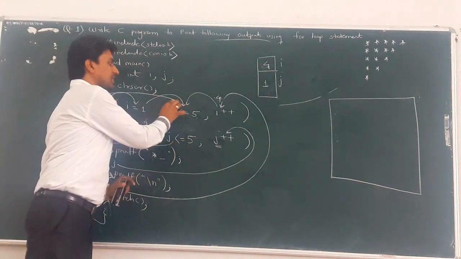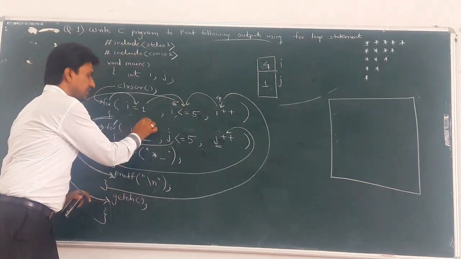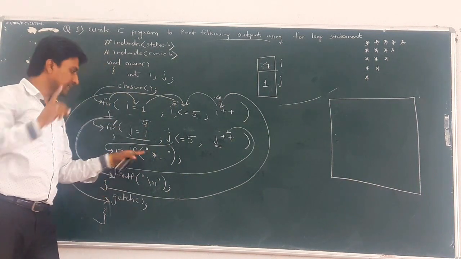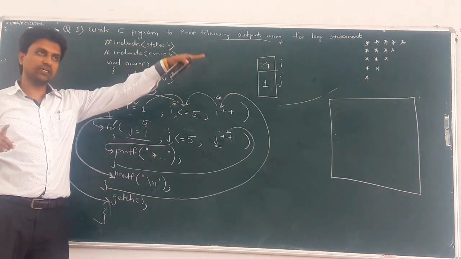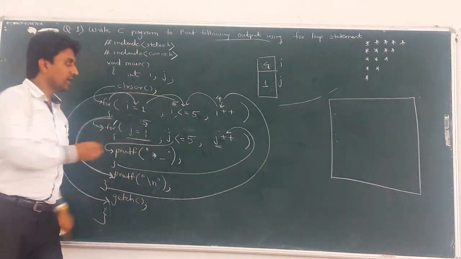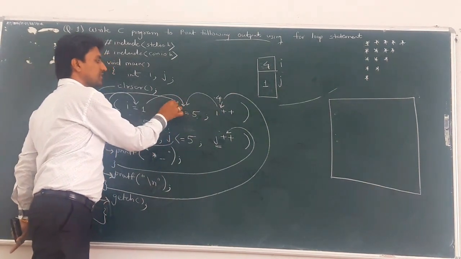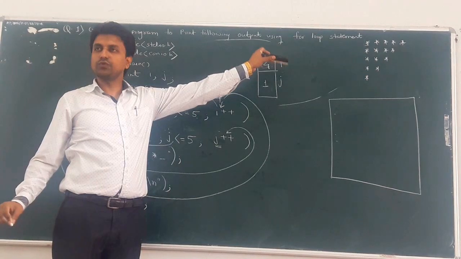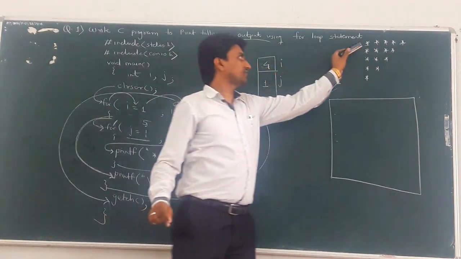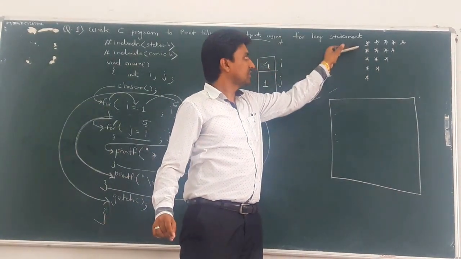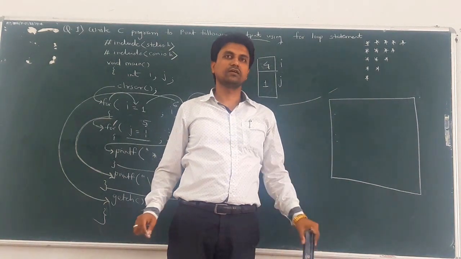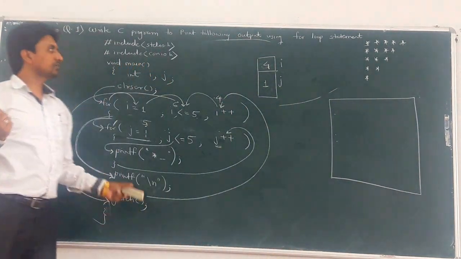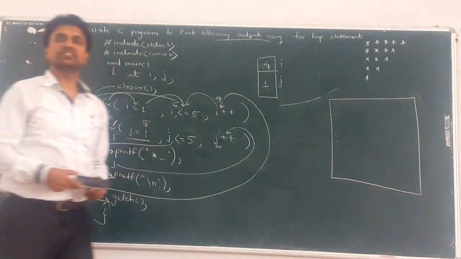Next, when i becomes 5, j becomes 5, and 5 less than or equal to 5, so only one star is printed on the console for the fifth row. And when i becomes 6, the outer for loop terminates, and the output is displayed as the reverse diagram: first row 5 stars and last row 1 star. Understood? Clear? So today we will stop here.